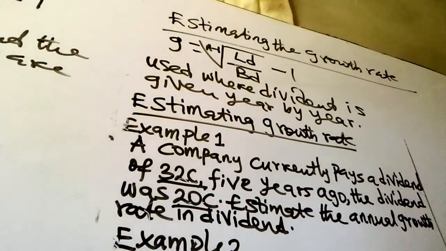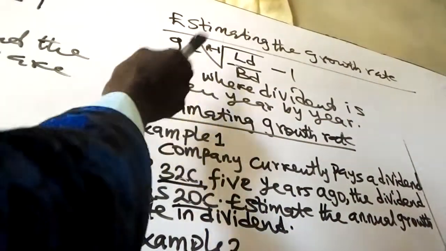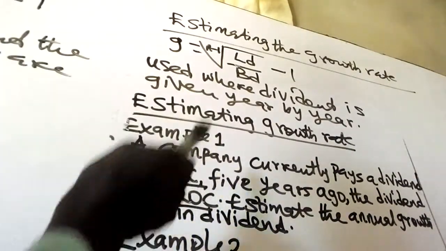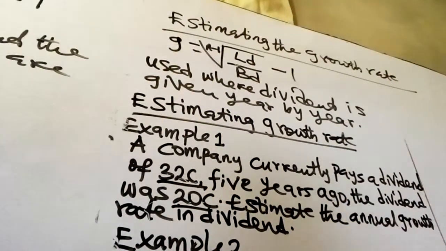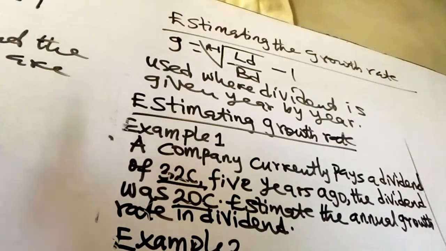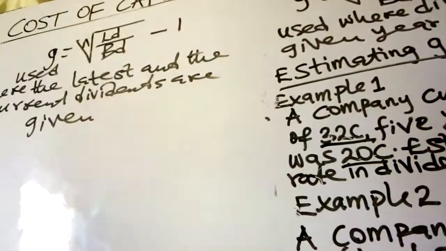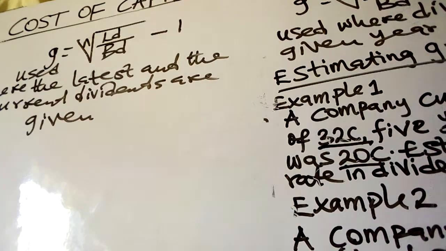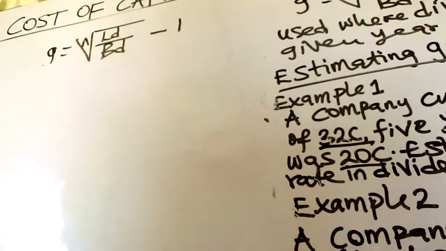Now, the question is, which of the two formulas above should be used? Should it be this one? I've told you that this one can only be used where dividends are given year by year. That means dividends for year 1, year 2, year 3, year 4, year 5. Where they are given, that is when this can be used. But now you're only given the current year dividend and the base year dividend. That means it is this formula that is appropriate, because you are only given the current year dividend and the base year dividend. Now, on the basis of the question, let's solve.